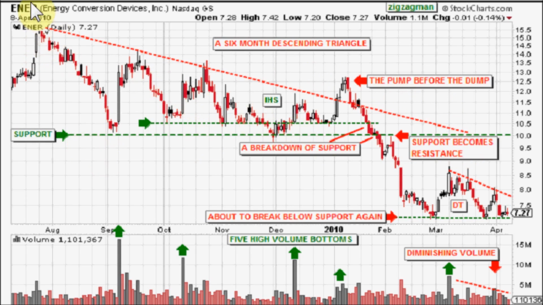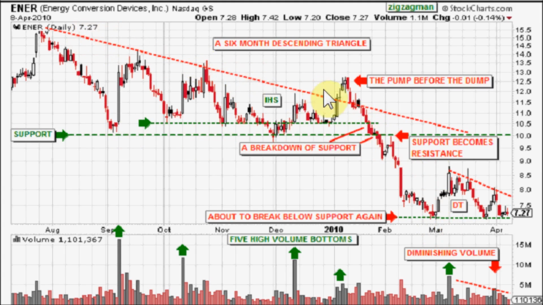Take, for example, ENER. This is a descending triangle that took almost 6 months to develop on a daily chart. When it finally broke through this area of support, both of these green lines, the pattern was successful in predicting that the stock would fall from $10 down to nearly $7.